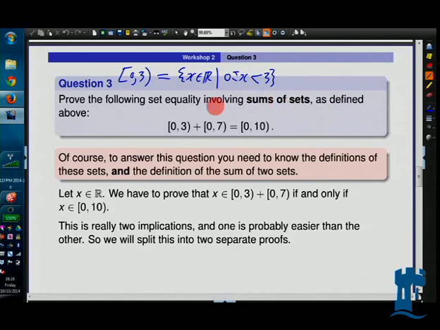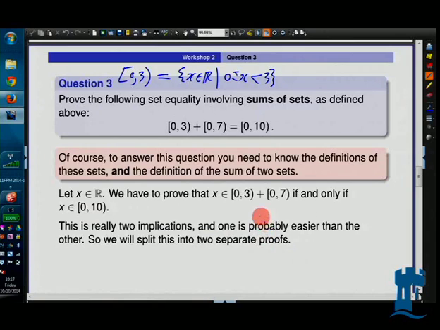And I'm asking you to prove that if you add this set to this set in the way I've defined in this workshop, you'll get the set on the right-hand side. You need the definitions of these sets and the definition of the sum of two sets. Now you take a real number x, and you've got to prove that x is in the sum of these two sets if and only if x is in the other set. And it's two different implications, and one is easier than the other.